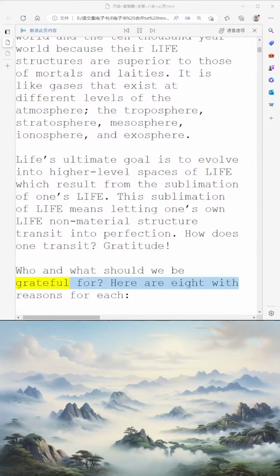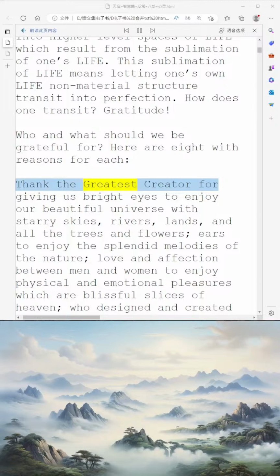Who and what should we be grateful for? Here are 8 with reasons for each. Thank the greatest creator for giving us bright eyes to enjoy our beautiful universe with starry skies, rivers, lands, and all the trees and flowers. Ears to enjoy the splendid melodies of nature. Love and affection between men and women to enjoy physical and emotional pleasures which are blissful slices of heaven.